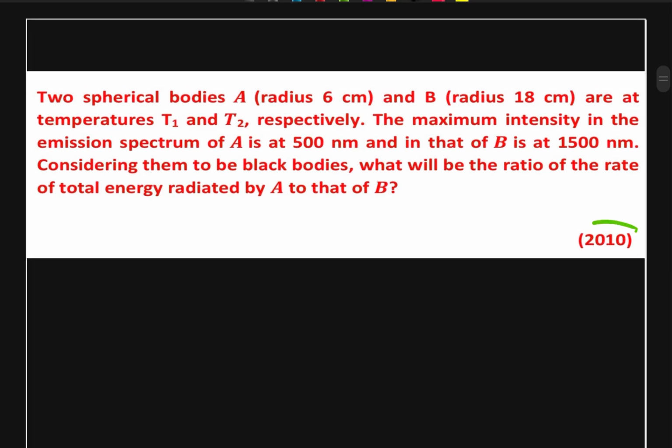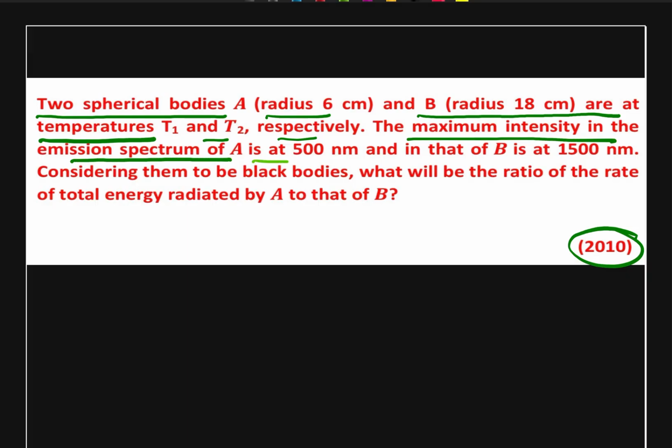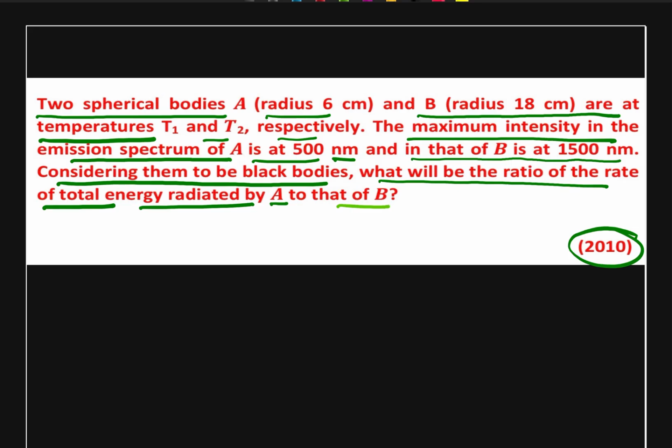It was also asked in 2010, and it states that two spherical bodies, A of radius 6 cm and B of radius 18 cm, are at temperatures T1 and T2 respectively. The maximum intensity in the emission spectrum of A is at 500 nanometer and in that of B is 1500 nanometer. Considering them to be black bodies, what will be the ratio of the rate of total energy radiated by A to that of B?